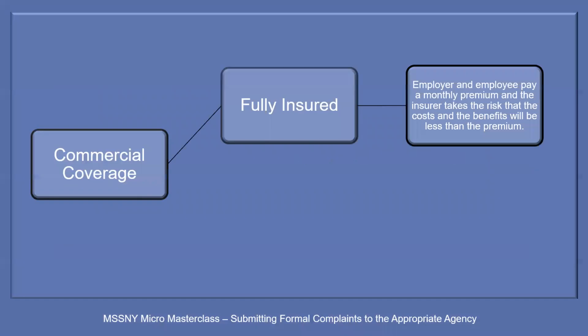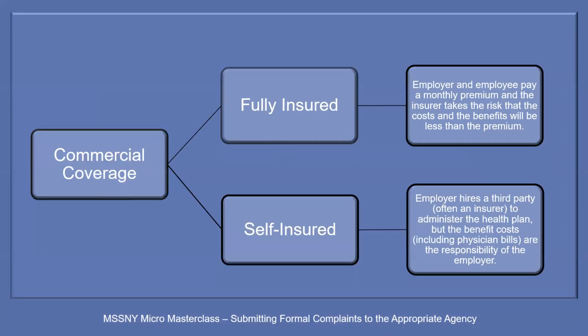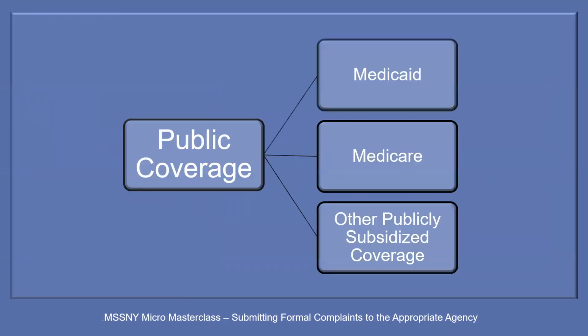So commercial coverage, there's two types: fully insured and self-insured. Fully insured, the employer and the employee pay a monthly premium, and the insurer takes the risk that the costs and the benefits will be less than the premium. Then you have the self-insured. The employer hires a third party, often an insurer, to administer the health plan, but the benefit costs, including physician bills, are the responsibility of the employer. Then you have public coverage, which is your Medicare, Medicaid, and other publicly subsidized coverage.